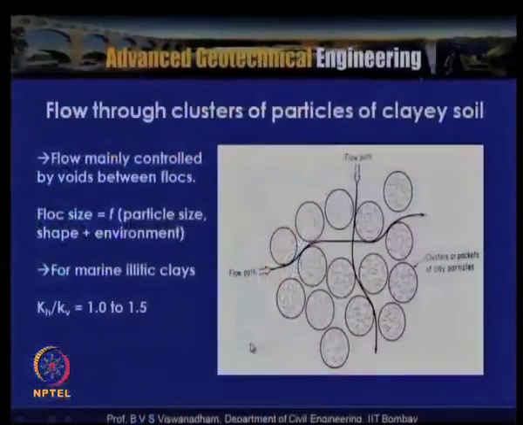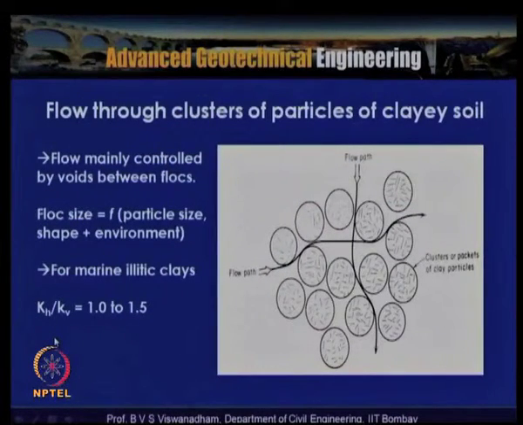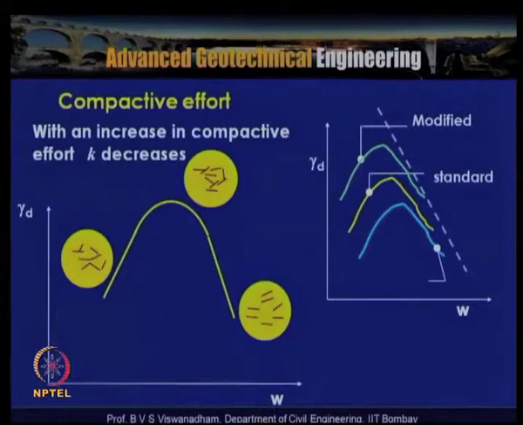So for marine illitic clays, the ratio of the coefficient of permeability in the horizontal direction to that in the vertical direction can be 1 to 1.5, depending upon the type of environment in which they were deposited. Similarly, with an increasing compactive effort the permeability decreases.